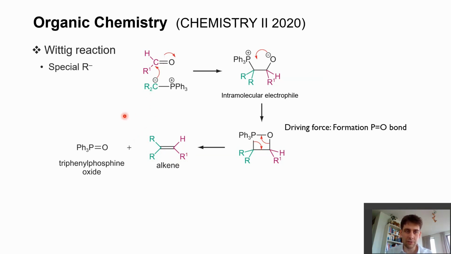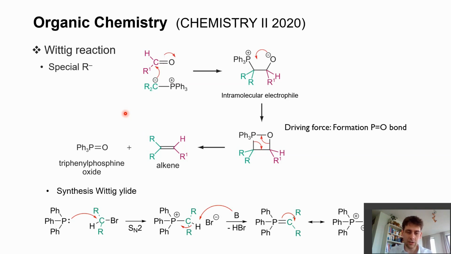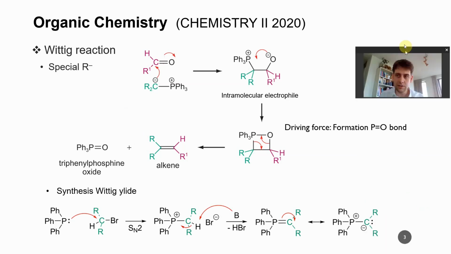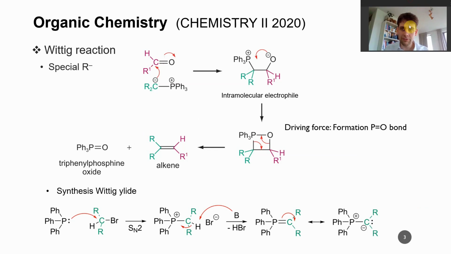And actually the development of the Wittig reaction was one of the key steps here, and it also yielded the Nobel Prize to Wittig, who invented this reaction, as you can see from the name. The only question that remains is now, how can you synthesize this Wittig ylide that now seems to do all the heavy lifting in this reaction? And we can see that here at the bottom of the slide.